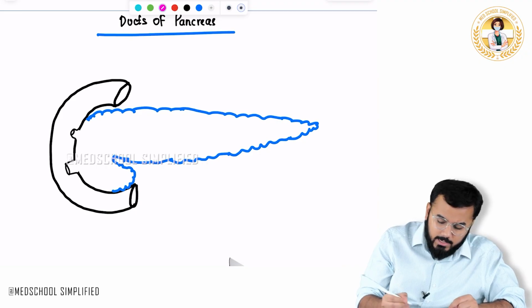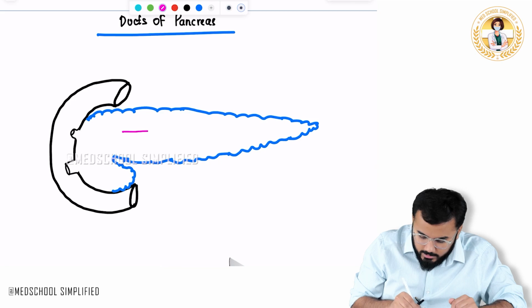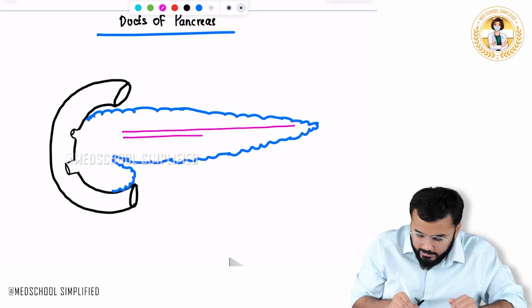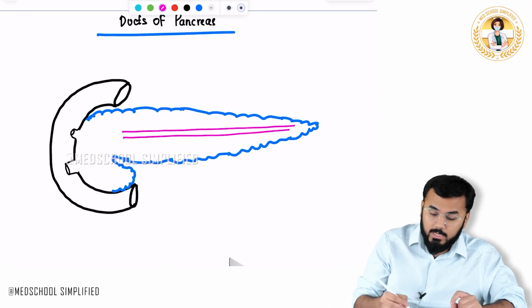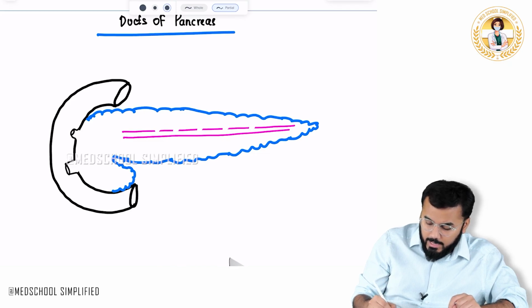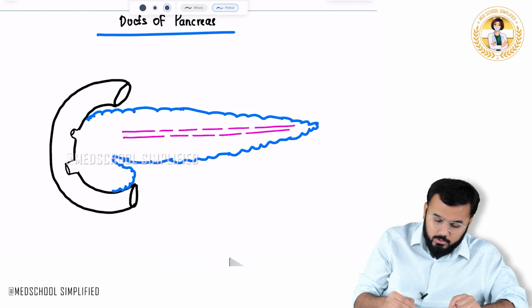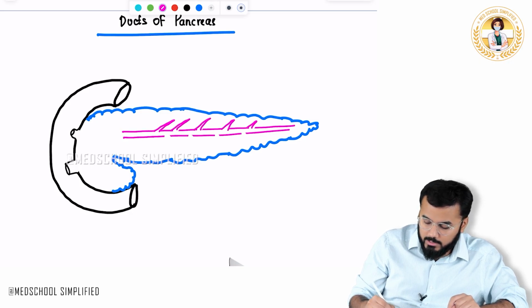Next important thing is that in the center you have got a duct. Let us say this is the duct that is located exactly in the center. This duct is called the main pancreatic duct, and it has some branches. These are small ducts, and all these small ducts join and drain into this main pancreatic duct like this.